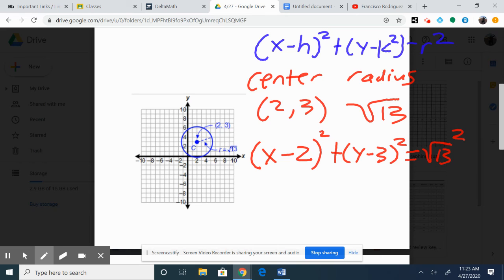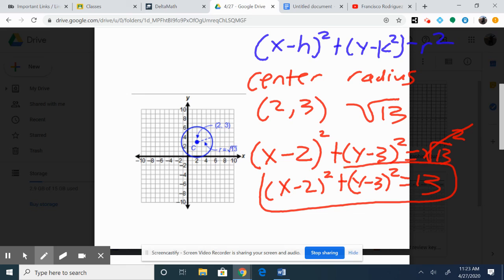Now, if we simplify this, the square root of 13 squared actually means that we're just going to cancel out, and the number inside is what's going to remain. So 13. And we rewrite the whole thing. We have (x minus 2) squared plus (y minus 3) squared is equal to 13.